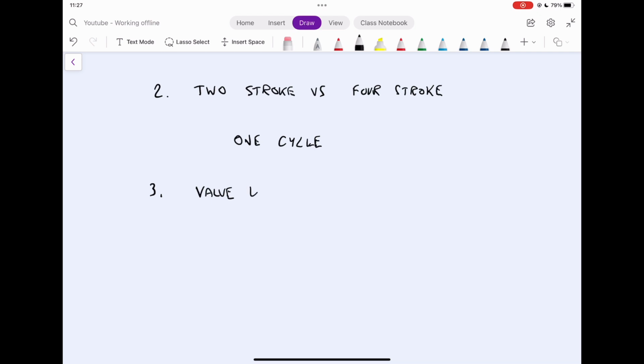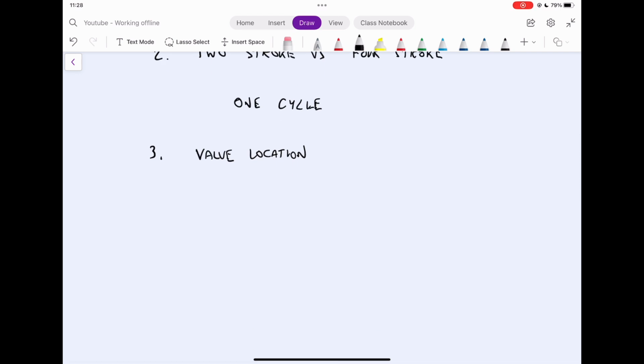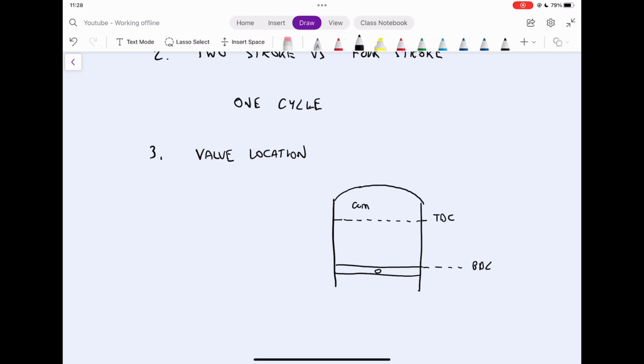The next type of classification that we want to talk about is looking at different types of valve location. There are many different engines that have many different valve locations and valve designs, and pretty much all engines are unique in their valve design and valve passages. Valves are used to bring air into the engine and out of the engine, and we use ports in order to do so.